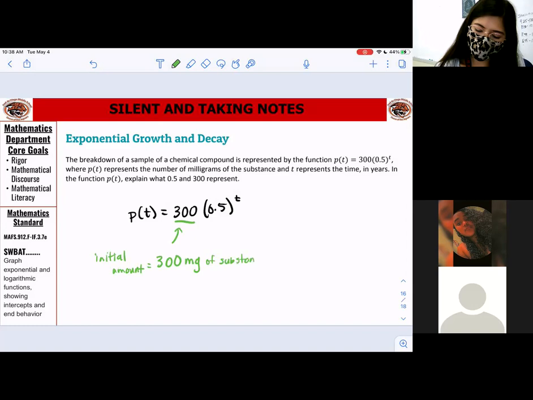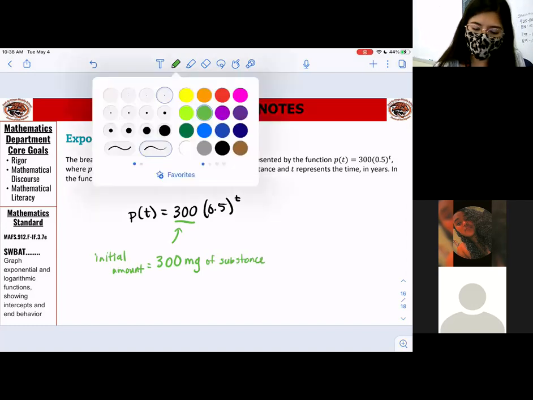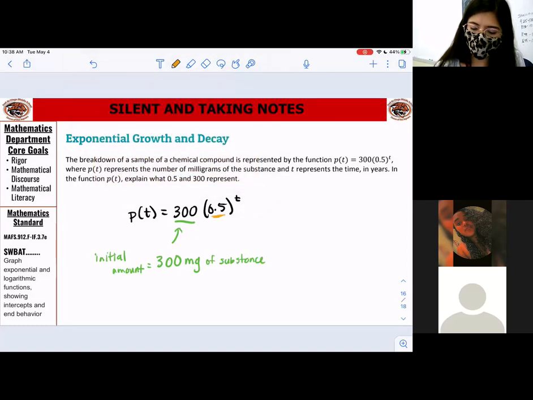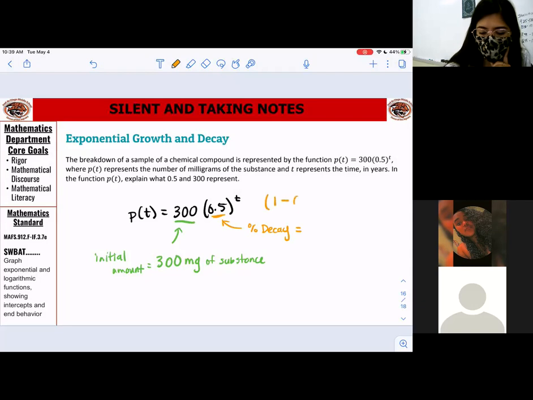0.5, hold on, let me get there. 0.5, in general, this number is my what? Is it growing or is it decreasing? Decreasing. So this is my percent decay. And it's a decimal right now. Technically, if I split this up, this is 1 minus 0.5. So if that's the decimal, the percentage would be 50%.